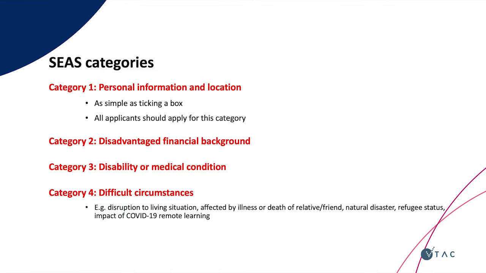Category 2 is different. It's disadvantaged financial background, and you will have to provide some evidence that will support the fact that you have been impacted negatively by financial circumstances. Category 3 is about disabilities or medical conditions. Now, those medical conditions can be mental or they can be physical. And category 4 is difficult circumstances, and it covers a wide range of things. It's almost everything that doesn't fit into the previous 3 categories.